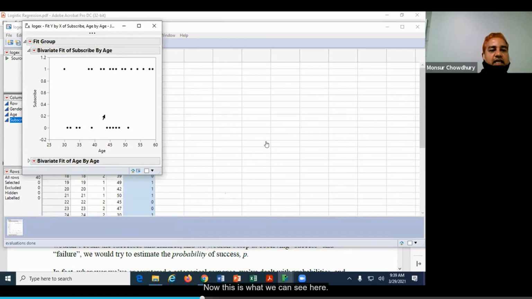Now this is what we can see here. So, bivariate fit of subscribe by age. We can see that younger people don't tend to subscribe, but older people have more chance of subscribing.